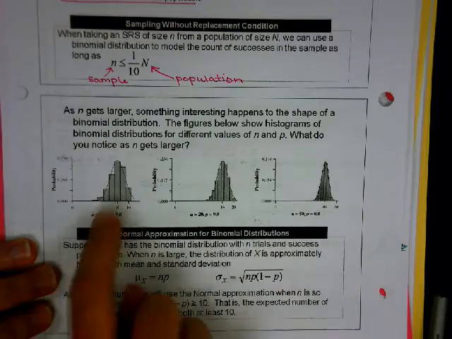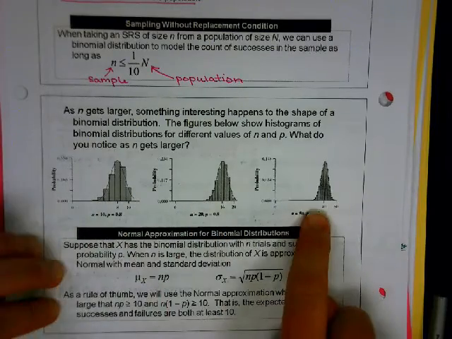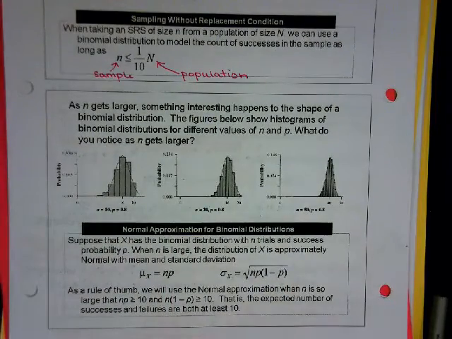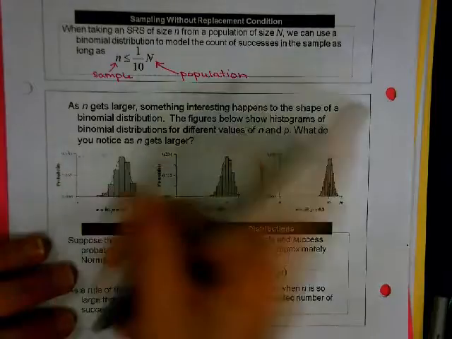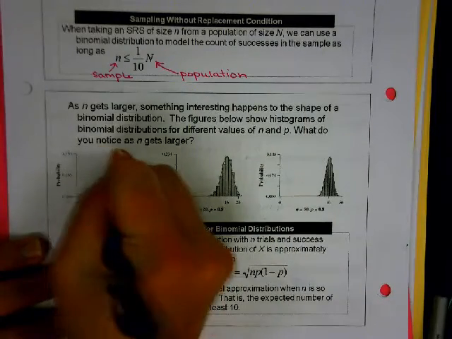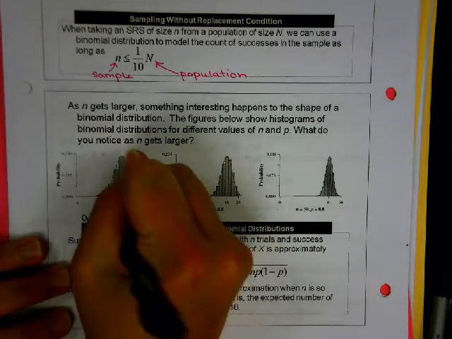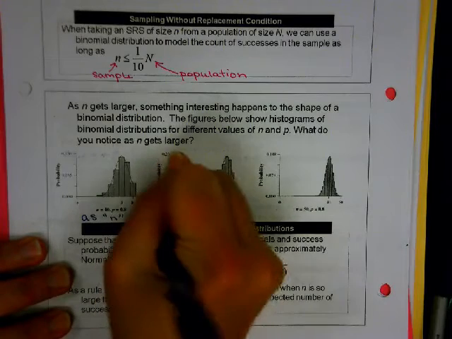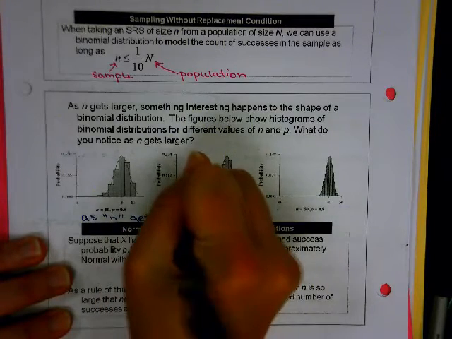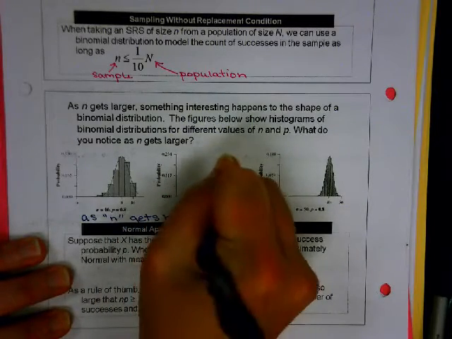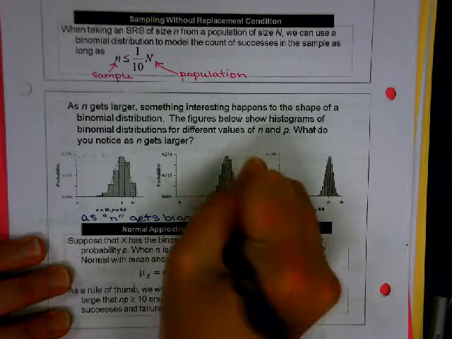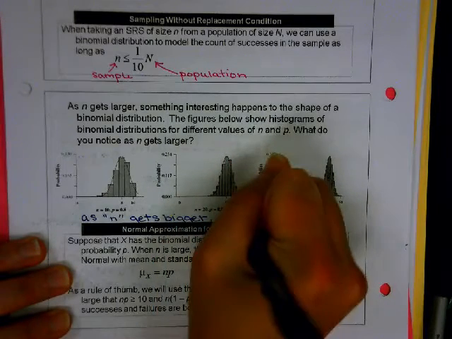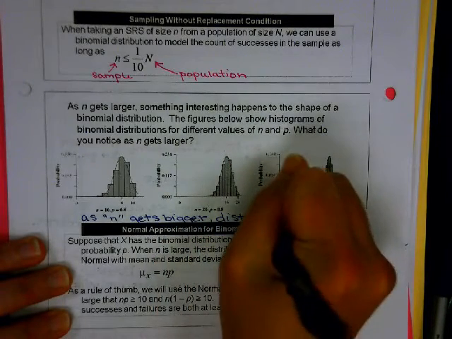So as your sample size increases, your distribution becomes more normal. And by normal, remember we mean bell-shaped, symmetric.